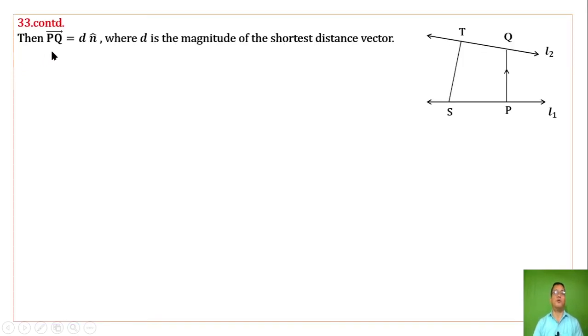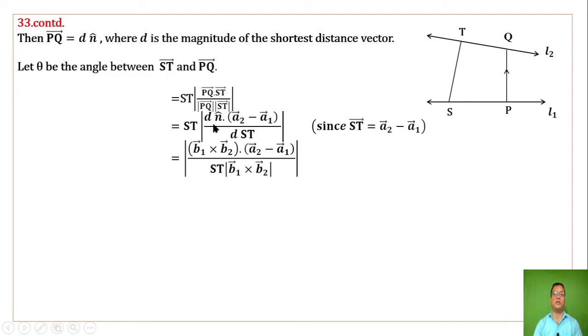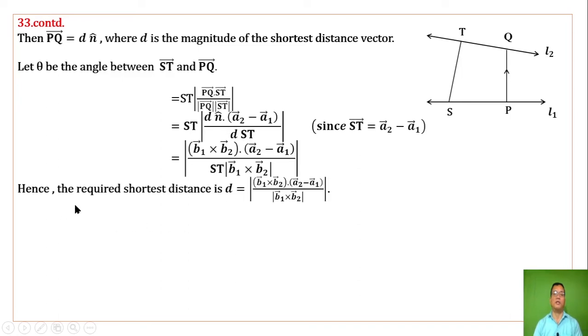Then PQ vector is D times of n cap vector, where D is the magnitude of the shortest distance vector. Let theta be the angle between ST and PQ. Then, ST into modulus of PQ vector equals PQ vector dot ST divided by magnitude of PQ vector into ST vector. PQ is equal to ST is equal to this, PQ is equal to D n vector. Put their respective values. We get, cancelling ST, hence the required shortest distance is D, which is equal to this.